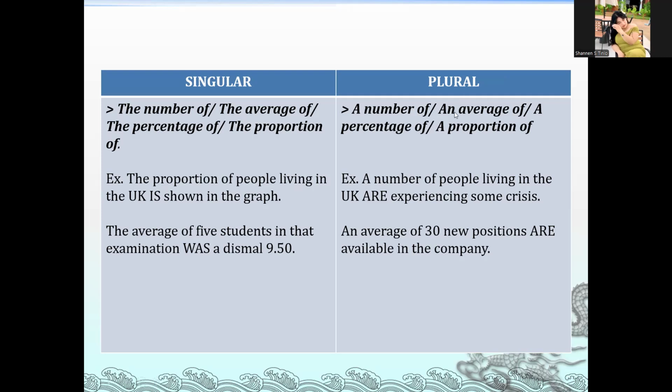Pero pag ang ginamit natin ay determiners, a, an, nagiging plural siya. Pag ginamit natin yung article na the, singular. Tandaan niyo yun, ha? Pag ginamit niyo yung articles or determiners na a and an, you have to use the plural form of the verb. A number of people living in the UK are experiencing some crisis. An average of 30 new positions are available in the company.